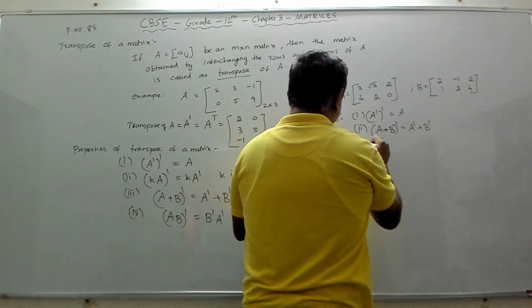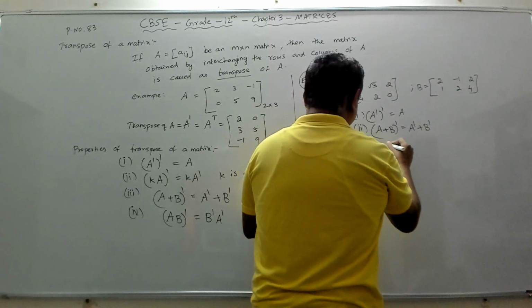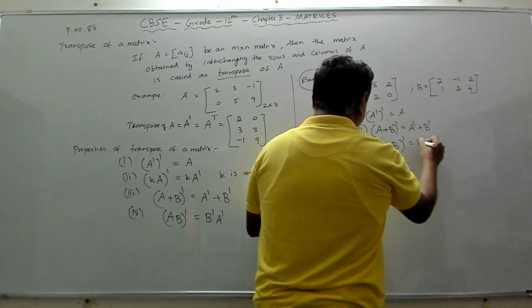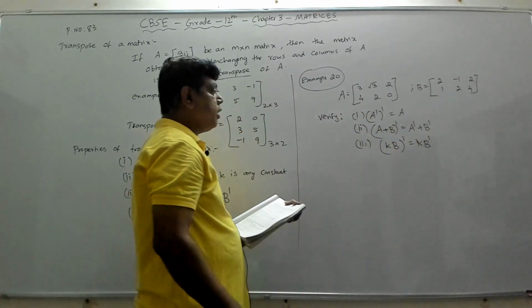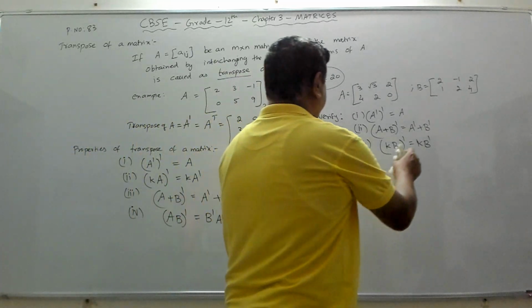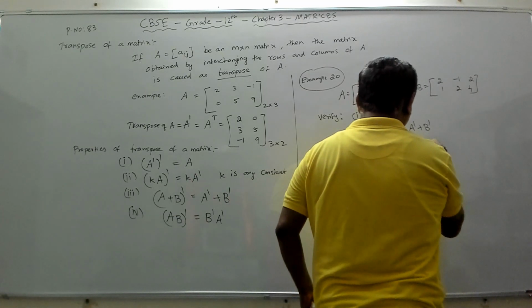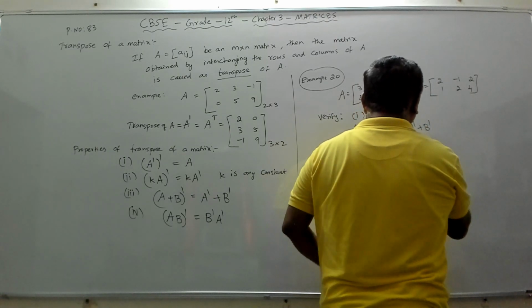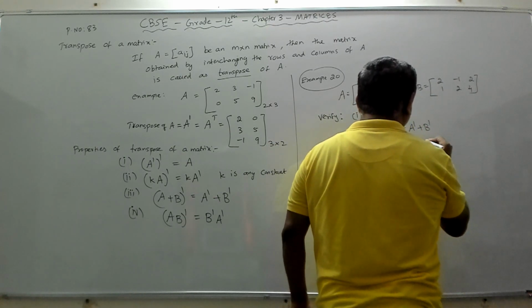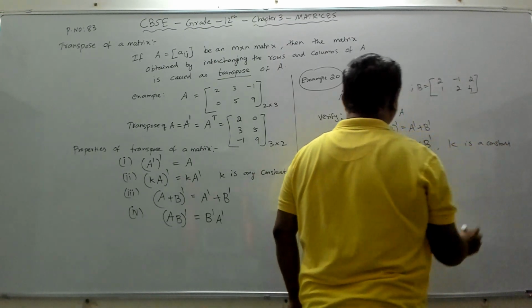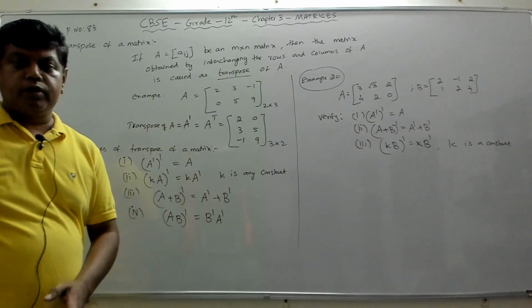The third one is (K times B) the whole transpose is equal to K into B transpose. I have to prove that, where K is a constant. K is any constant number. So we need to check all these three properties for the given two matrices.